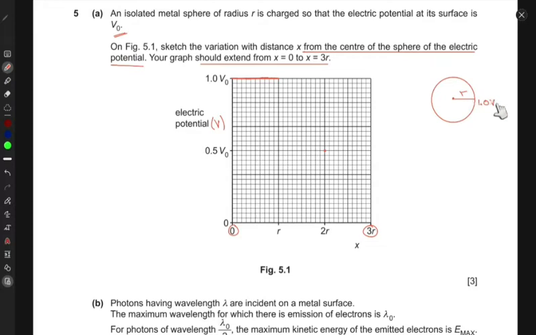Now, as you move away from this, we know that the potential falls off as the inverse of the distance, which means that starting from r, this point, we'll observe a curve with a decreasing gradient that should pass through this point, right? So it will not really look like this, but it will pass through this point, which is half of V naught at 2r. So it will look something like this, right? Now, this is how we would have a graph for the variation of the electric potential with distance x from the center of the sphere.